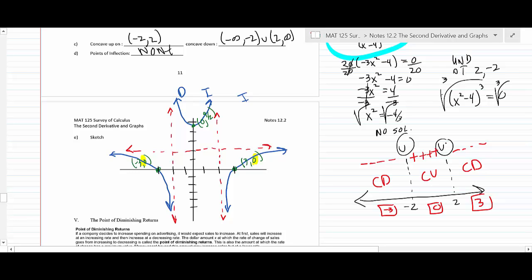Okay, what's the hardest part of that problem? Probably the algebra. You get right down to it. I mean, that second derivative can get messy with the algebra when you're talking about rational functions.